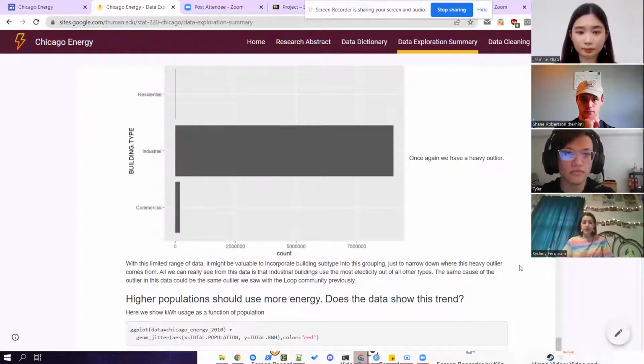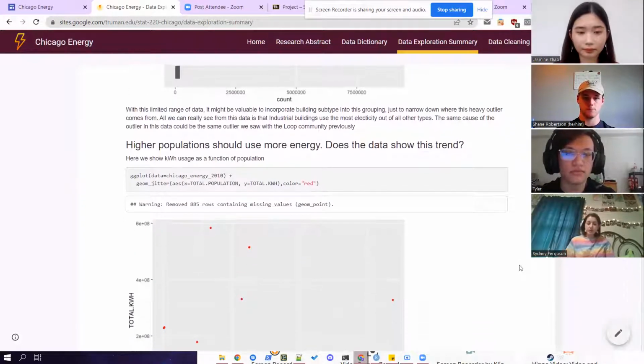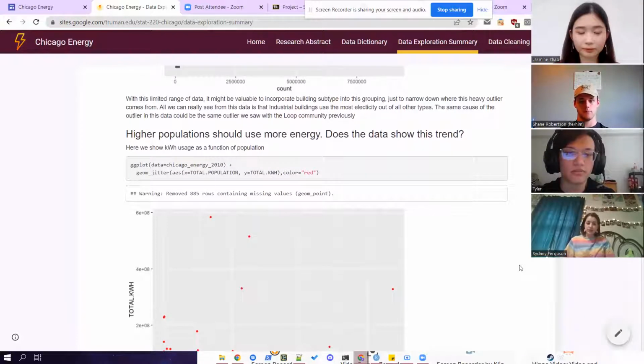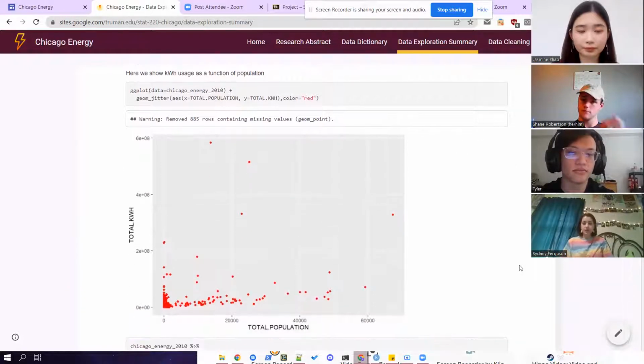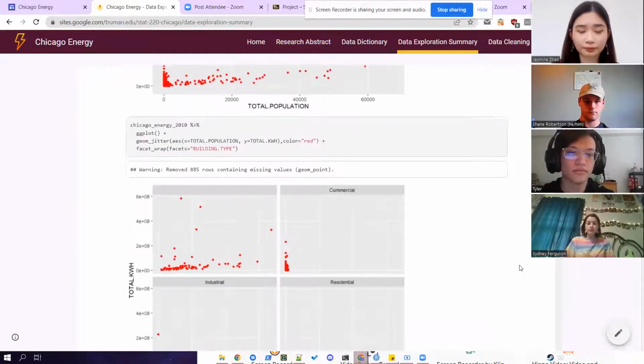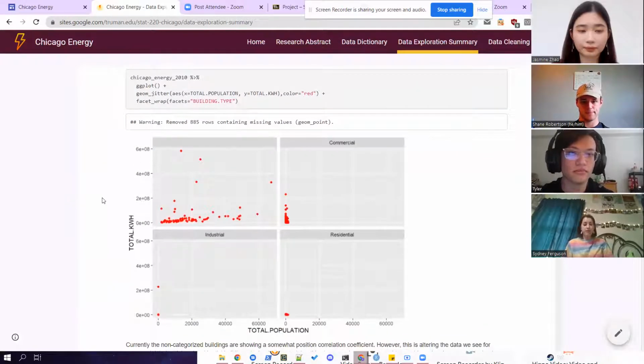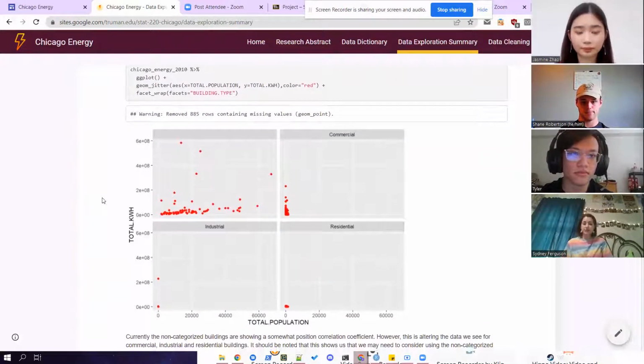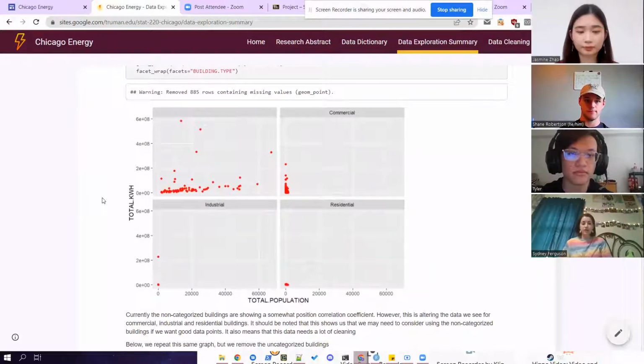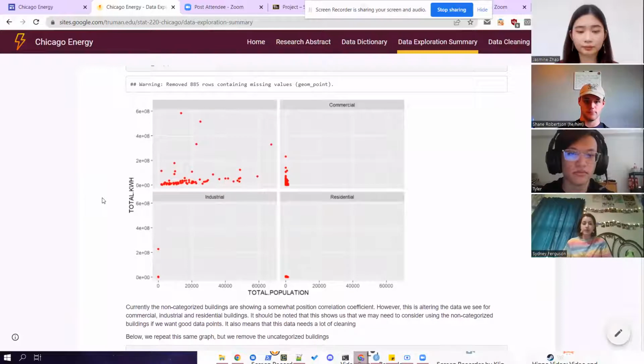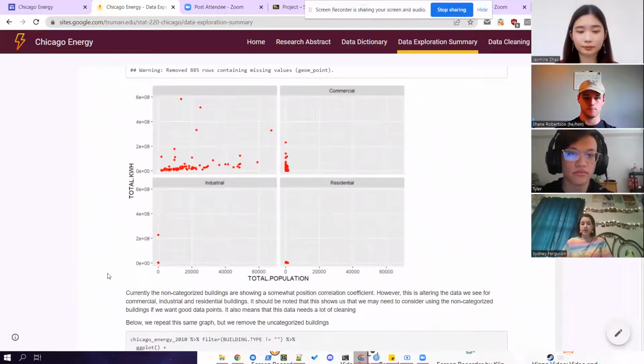The next question is, higher populations should use more energy. Does the data show this trend? So as we look at the graphs, currently the non-categorized buildings are showing a somewhat positive correlation coefficient. However, this is altering the data that we see for commercial, industrial, and residential buildings. It should be noted that this shows us that we need to consider using the non-categorized buildings if we want to get good data points. And it shows that this data needs a lot of cleaning.